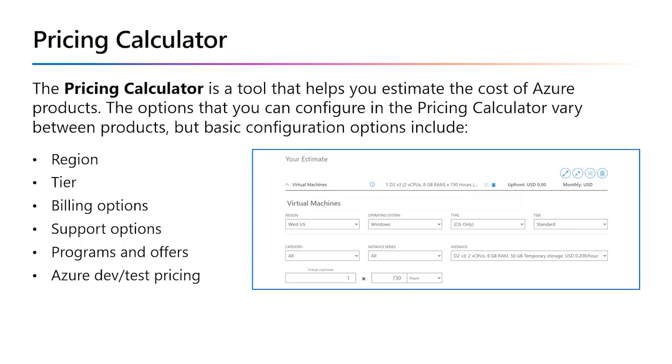To help understand the potential costs of services in Azure, we have the Azure Pricing Calculator. It allows you to configure various options to tailor an estimate for your specific needs. The options vary between products, but generally include things like region, tiers, billing options, support options, programs, and pricing offers. It can also include Azure Dev Test pricing, such as for newer services that might still be in preview.